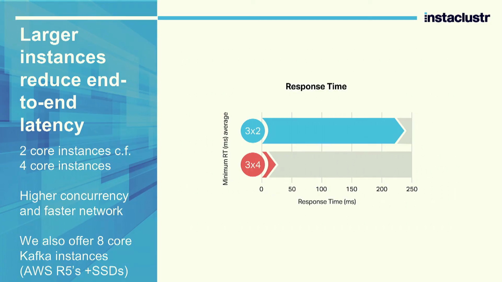Bigger instance sizes actually have a huge impact on performance, probably due to the different network speeds that AWS allocates to instance sizes. So the bigger the instance is, the lower the latency by a long way. Probably the faster network contributes to that. So we actually run, some of our bigger instances are 8-core instances backed by SSDs, so they're quite powerful instances for running Kafka on.